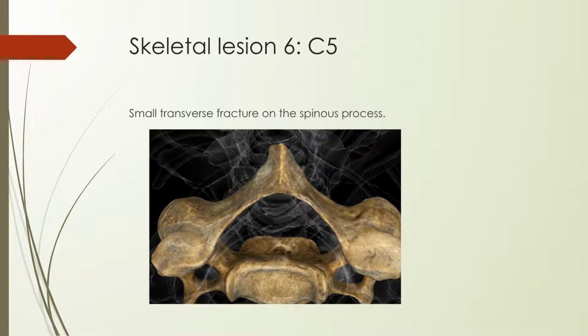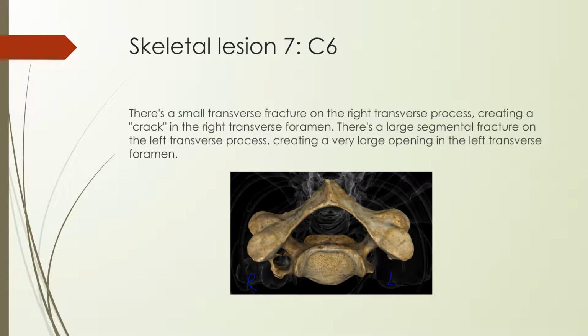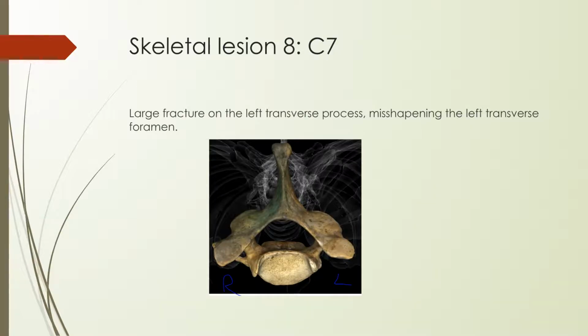The sixth one is C5, the small transverse fracture on the spinous process. C6, there's a small transverse fracture on the right transverse process, creating a crack on the right transverse foramen, and there's a large segmental fracture on the left transverse process, which creates a large opening on the left transverse foramen. C7 has a large fracture on the left transverse process, misshapening the transverse foramen.